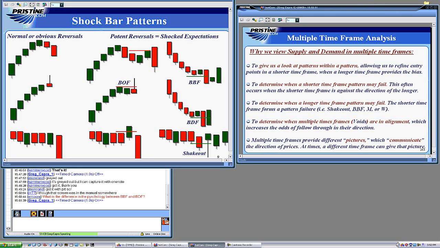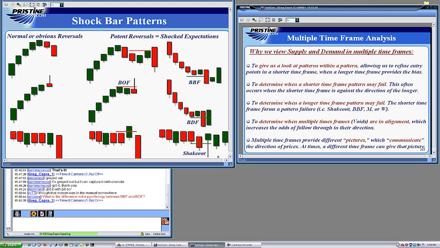Looking at these different time frames, we can look at patterns within a pattern. Some people refer to that as taking an X-ray or drilling down. We can refine into shorter time frames when we get a bias from a longer one. And sometimes it tells us when a shorter time frame might actually fail, and that's usually when that pattern forms against the direction of the longer time frame.